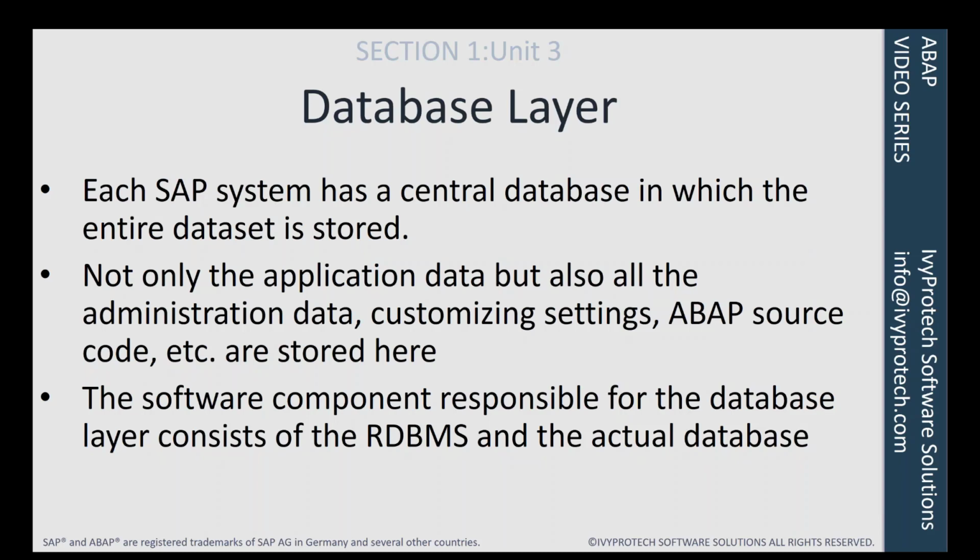So we have a table in the database, like we create different tables for storing different data. So not only the application data, but also all the administration data, customizing settings. For example, when I change my setting to a different date format, even that setting is stored in the database in a particular table. So everything is stored in the database. And we use a relational database. So the software component responsible for the database layer consists of RDBMS, Relational Database Management System. A relational database basically maintains relationships between different tables. So that is your database layer.